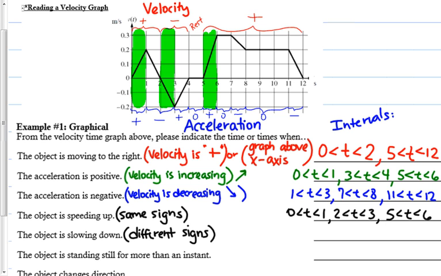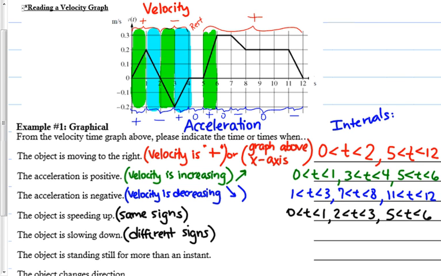Now I'm going to do basically the same thing for the next one, only this time I'm supposed to be paying attention to where the signs are actually different. From 1 to 2, I see that velocity is positive and acceleration is negative. So right here, the signs are different. From 3 to 4, velocity is negative and acceleration is positive. So there the signs are different. That means the speed is going to be slowing down.